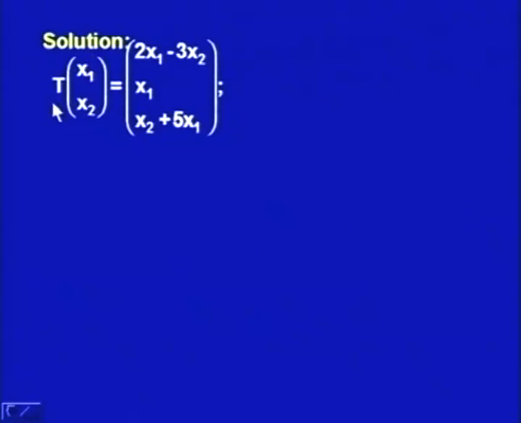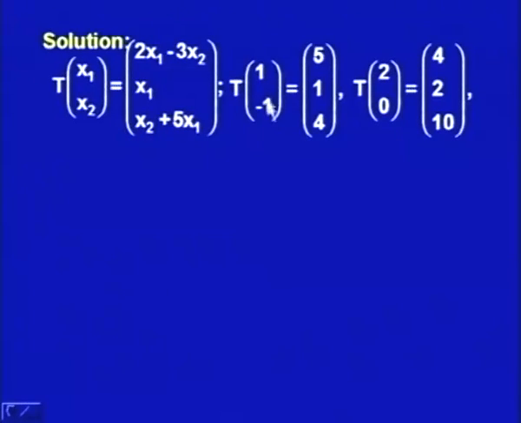So, for the solution, we start with the definition: T(x1, x2) is given to us as 2x1 minus 3x2 for the first component, x1 for the second component, and x2 plus 5x1 for the third component. We first see how these basis elements map to the image set. So, T(1, -1) is equal to (5, 1, 4). Let us see how. x1 is 1 and x2 is equal to minus 1. So, 2x1 minus 3x2 is 5, x1 is 1, and x2 plus 5x1 comes out to be 4.